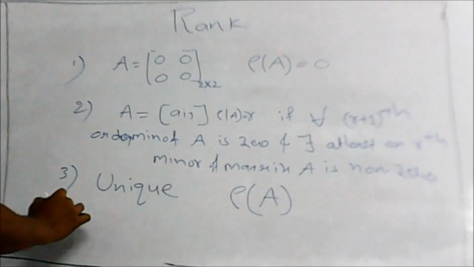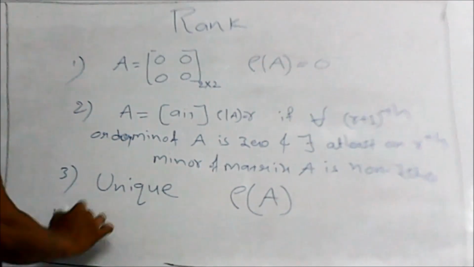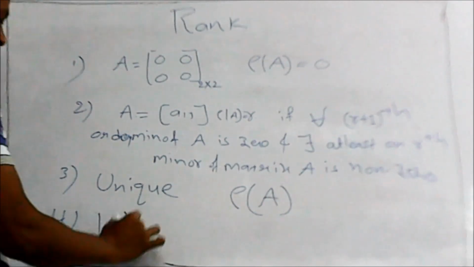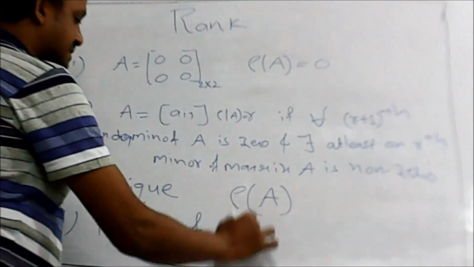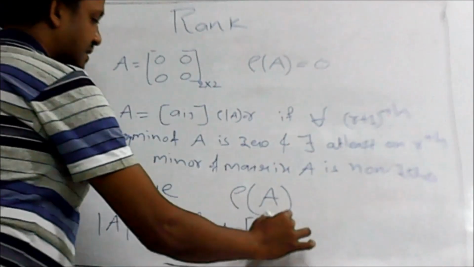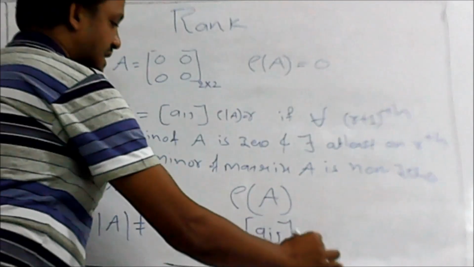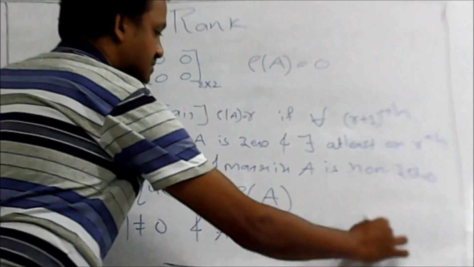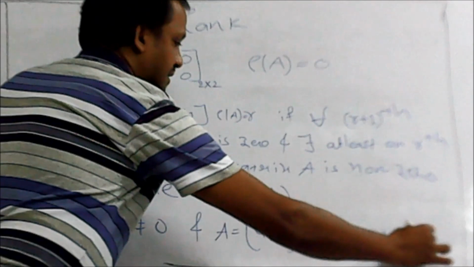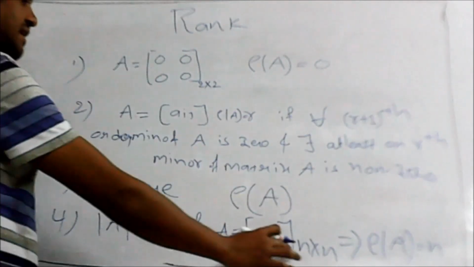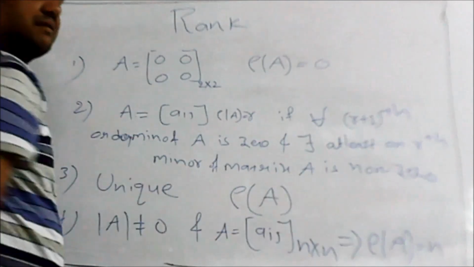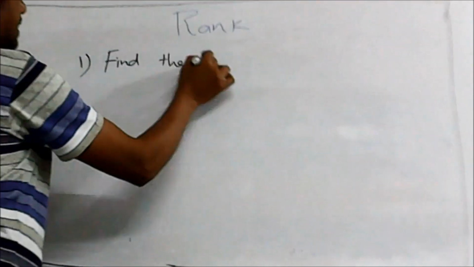Now, if a matrix is of order n and non-singular, what do we mean by non-singular? A non-singular matrix means the determinant of A is not equal to 0, and A is an n cross n matrix. This implies the rank of A is n. If the determinant is not equal to 0 and the matrix is of order n cross n, then the rank of A is n. Clear?